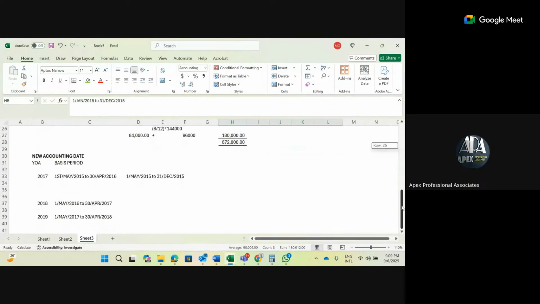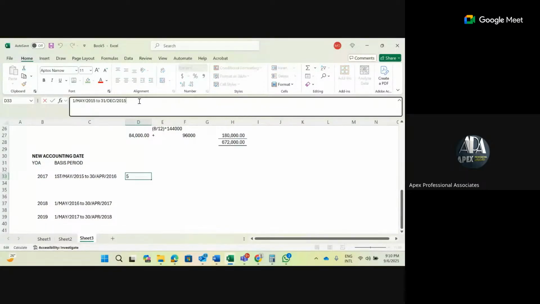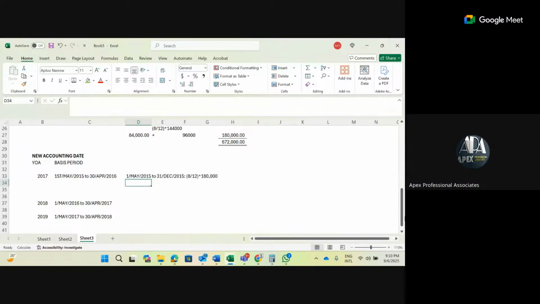And that is going to be a profit of 8 divided by 12, right? Times, what is the accessible profit? 8 divided by 12 times 180,000 naira.